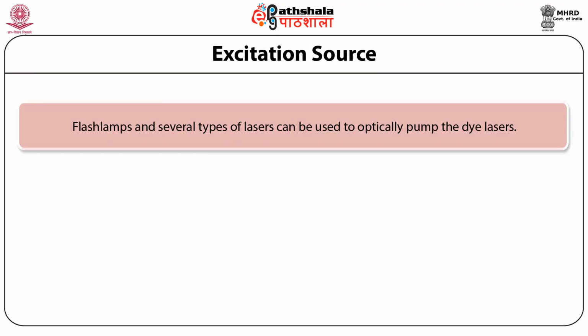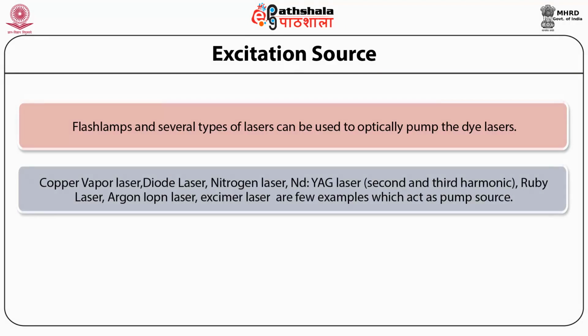Flash lamps and several types of lasers, like copper vapor laser, diode laser, nitrogen laser, Nd:YAG laser, second and third harmonic of Nd:YAG laser, ruby laser, argon ion laser, and excimer laser, are a few examples which act as pump sources.